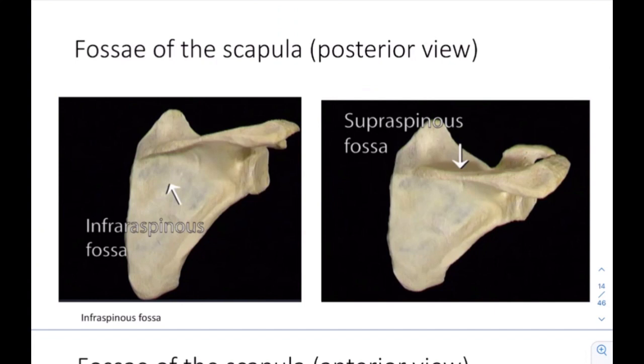Okay, let's talk about the fascia of the scapula from the posterior view. So this is the posterior view. This is the infraspinous fossa, and this is the supraspinous fossa. Fossa is just a depression.